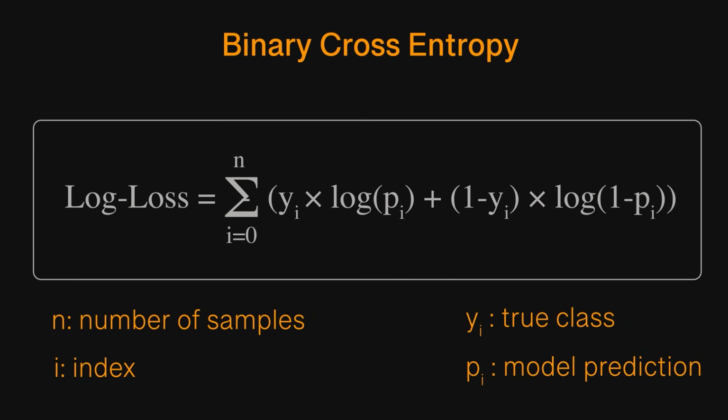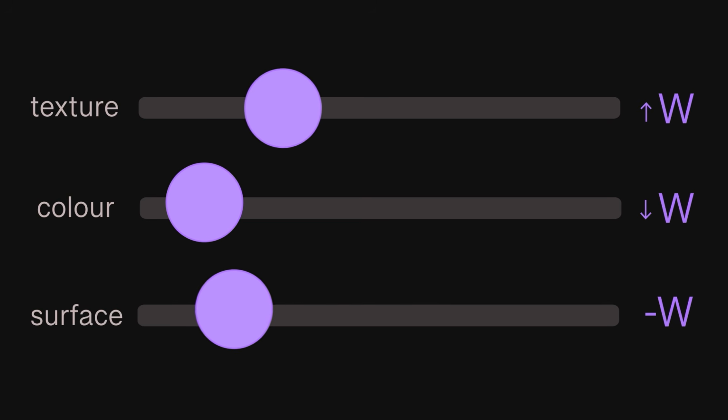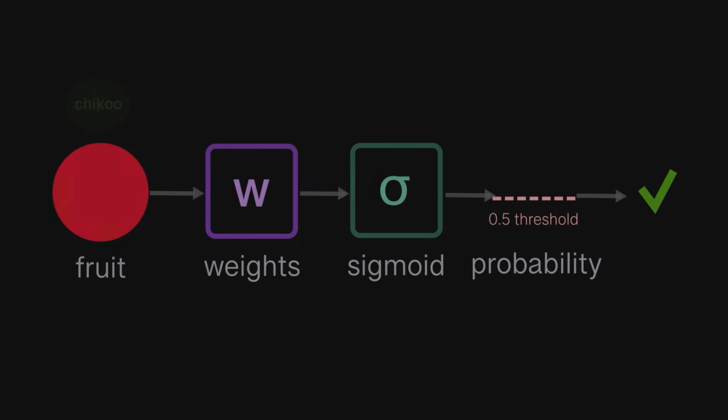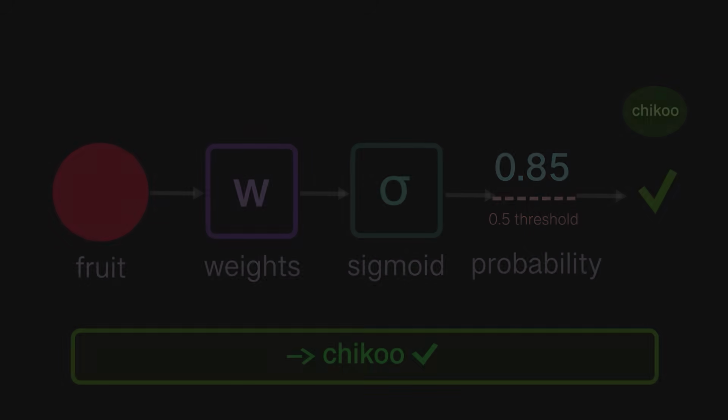It tells us, on average, how wrong the model was. The model uses these errors to improve. Maybe the texture was a more important feature compared to color in order to classify this object as a chiku or a potato. Knowing this, it trains over and over again until it becomes a really good model. So now, when a new fruit comes in, the model will take a look at its features like texture and color, combine it into a score, and then convert it into a probability. So it might say, I'm 85% sure that this is a chiku. And based on a threshold, a decision is made. No confusion and no going back to the supermarket.